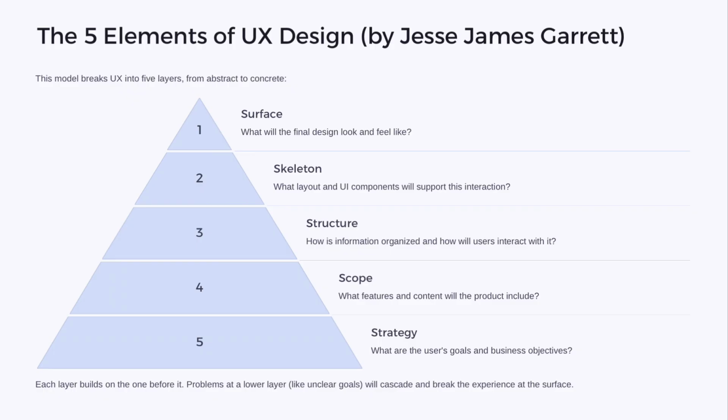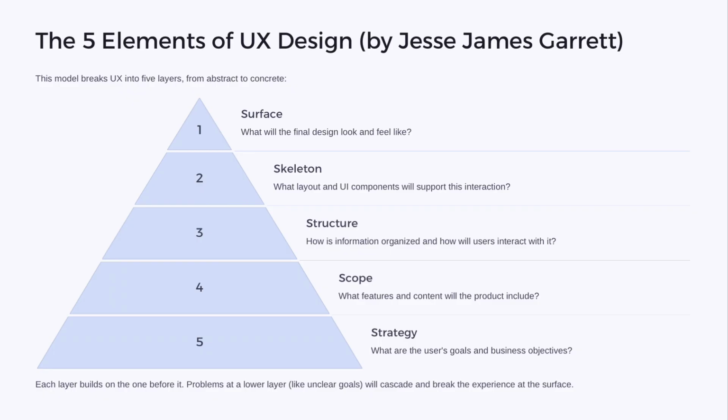Okay, so once you know why you're building something, the foundation is set. Then the next layer up is scope. Based on that strategy, this determines what features and content the product will actually include. Because you can't build everything. Exactly. What's essential? What makes it into version 1 versus later? That's scope. Got it. So strategy, scope, what's next? Building on that, the structure layer dictates how information is organized and how users will interact with it. This is where that information architecture really comes into play, creating that intuitive flow.